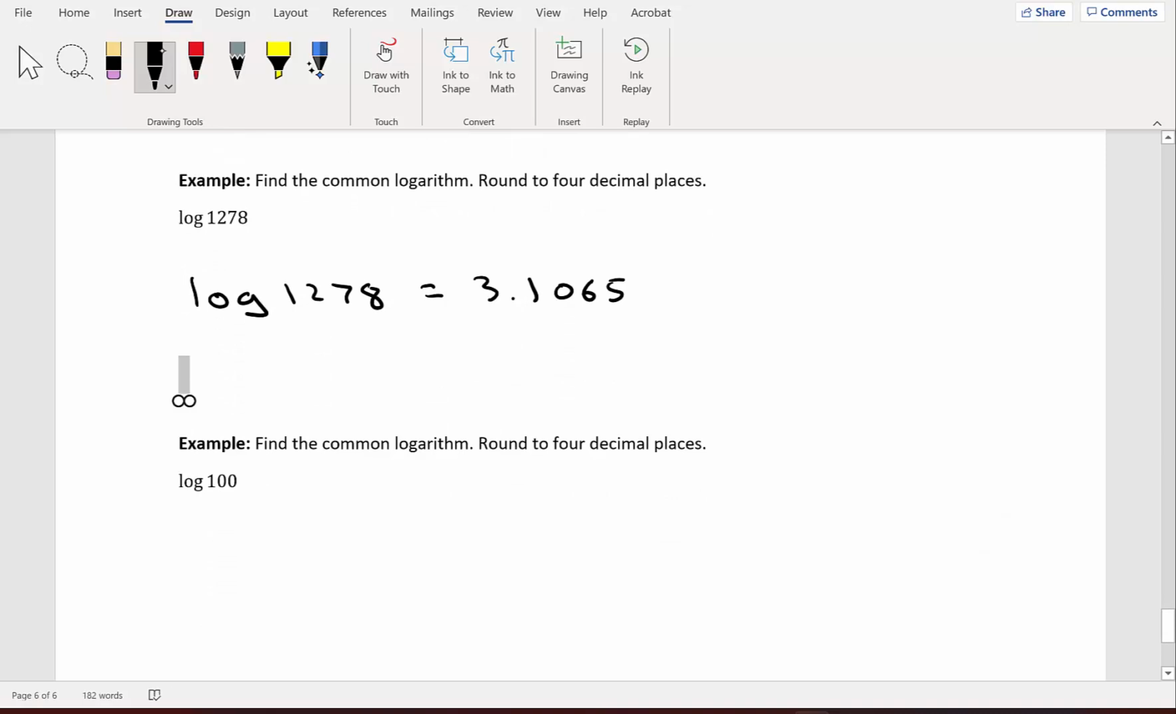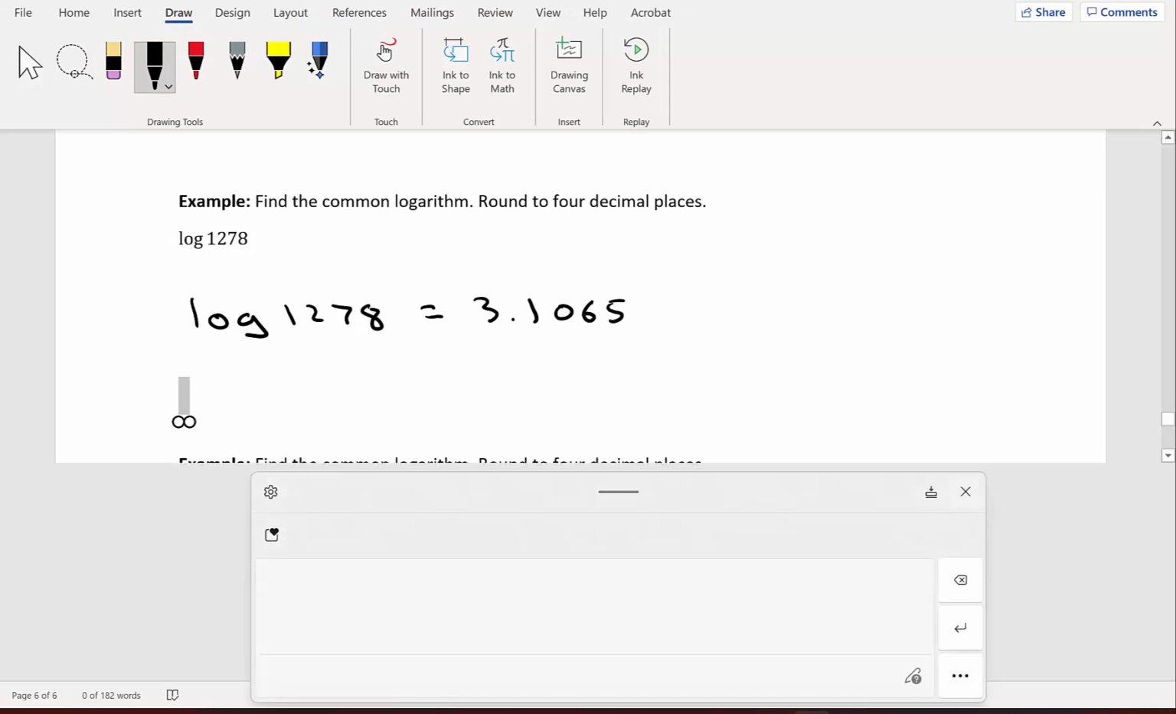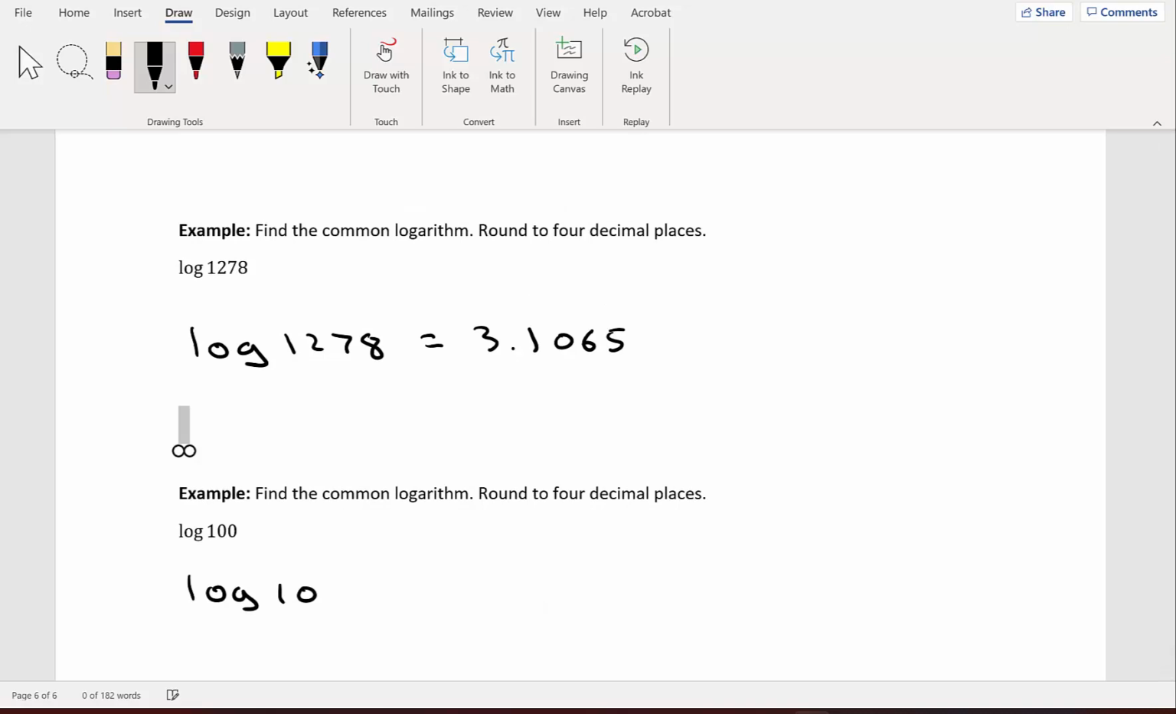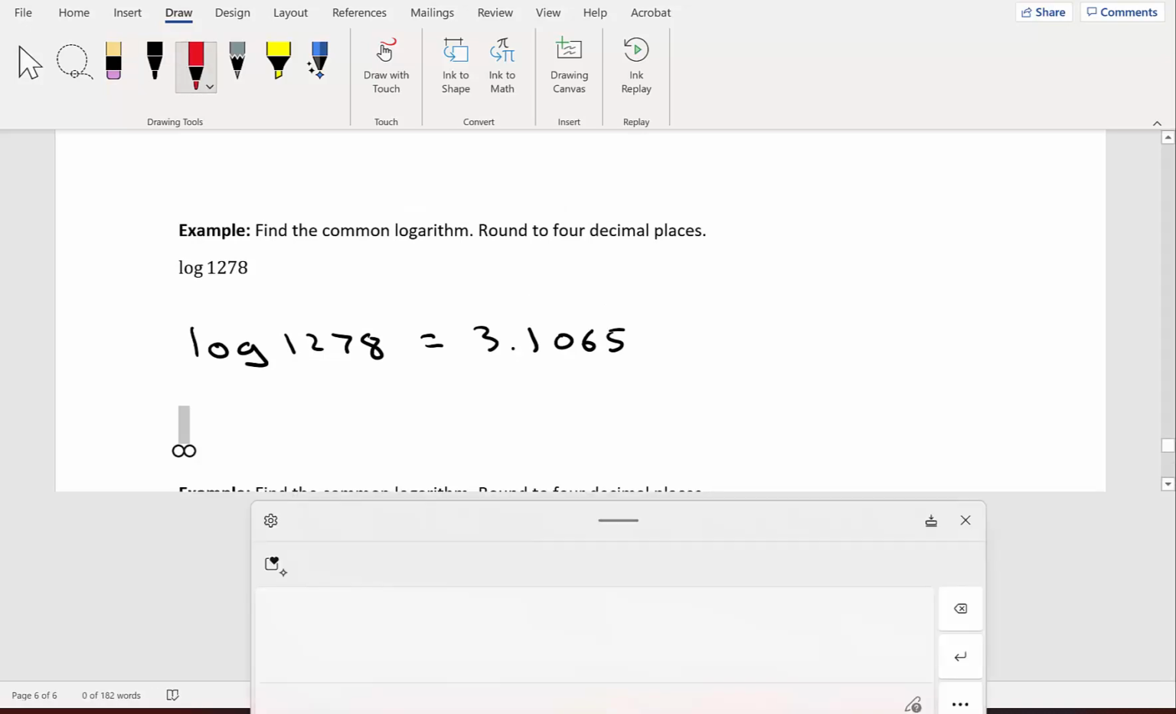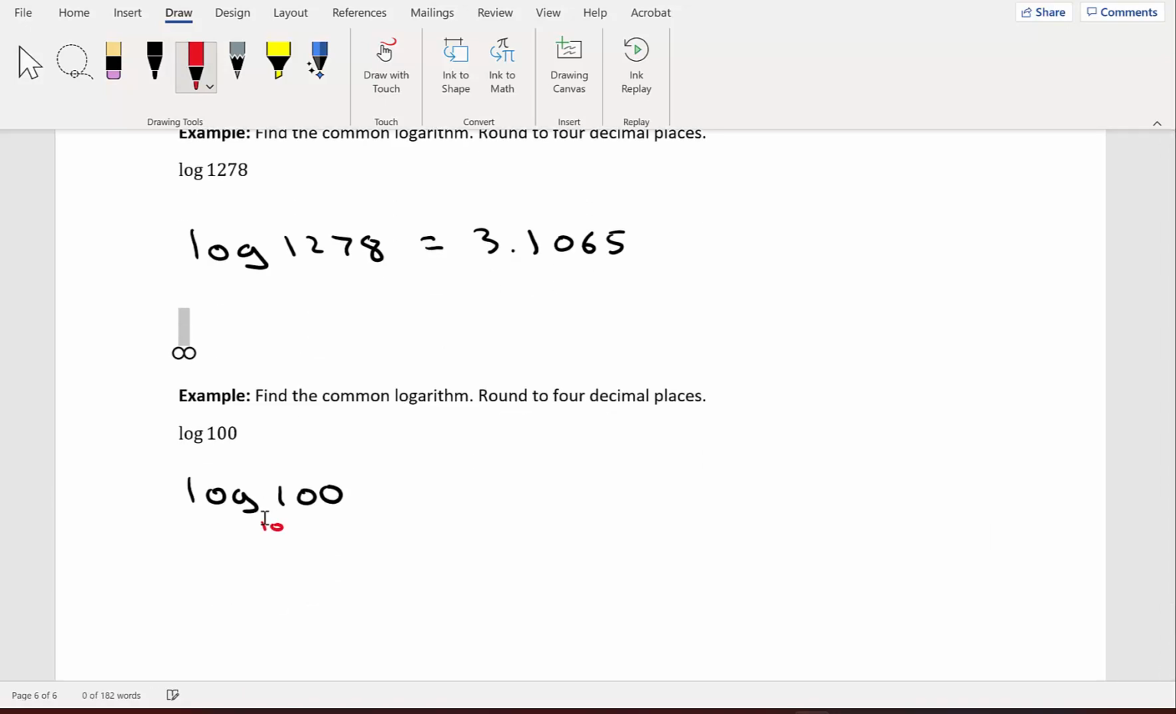Next one, log of 100. Remember, our base here is 10. So we're trying to figure out 10 raised to what number will give us 100. In this case, we don't actually have to use our calculator, because we know we could raise 10 to the second power, and it'll give us 100. So log of 100 is just equal to 2. If you put this into your calculator, you get the same result.